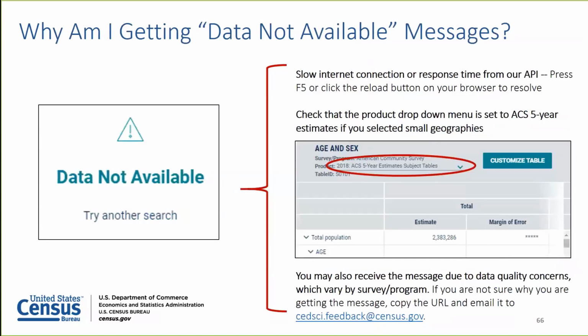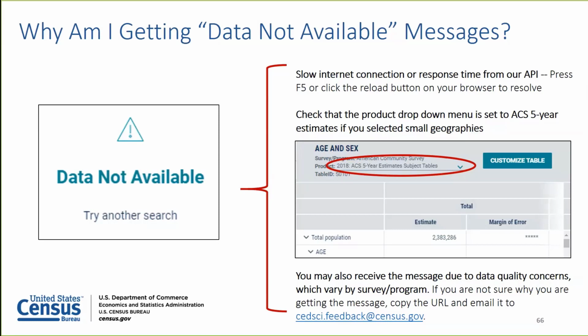So why am I getting a "data not available" message? Sometimes we have a slow internet connection or slow response time from our API. Go ahead and click refresh, or press F5 to reload. That typically fixes it. You can also make sure it's set to ACS 5-year. Like we said, I was always moving it from 1-year to 5-year.